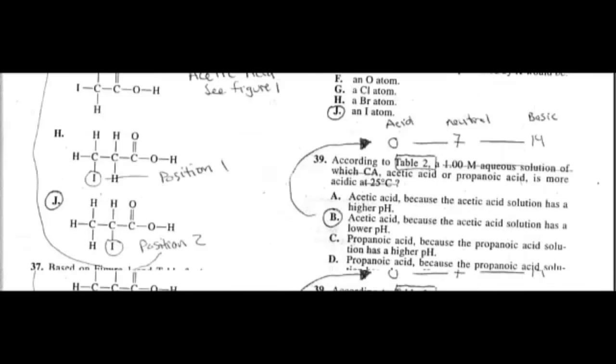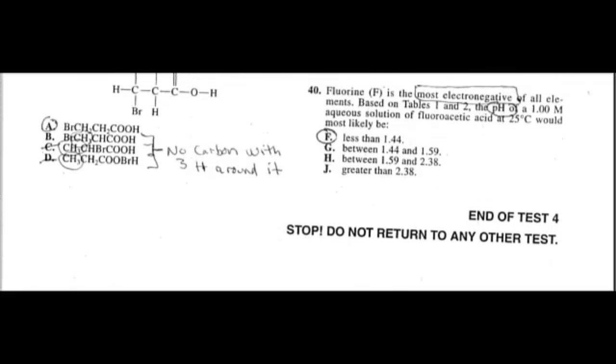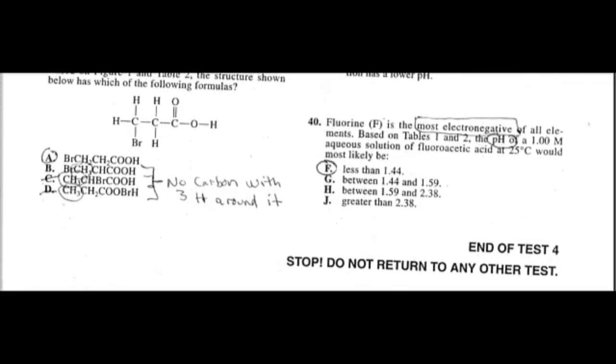Let's jump on down to the answer choices as we predict the answers. Answer choice F, less than 1.44. Right on.